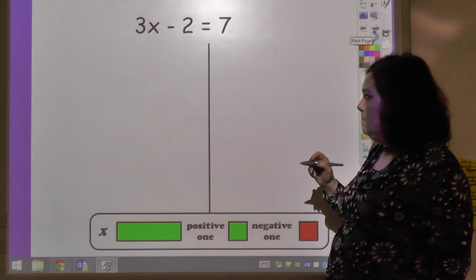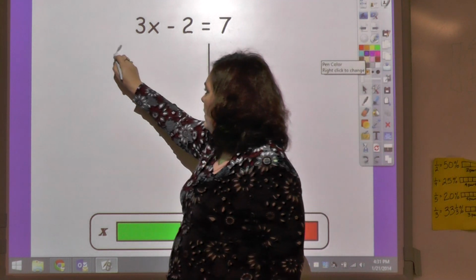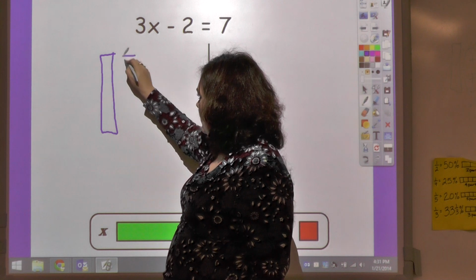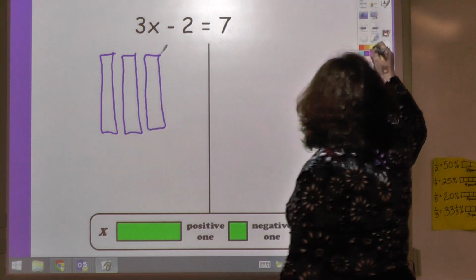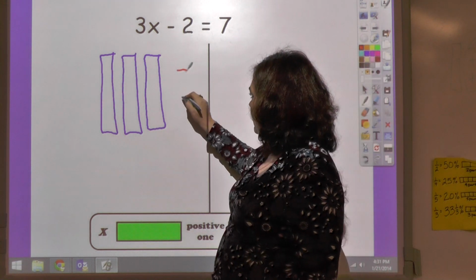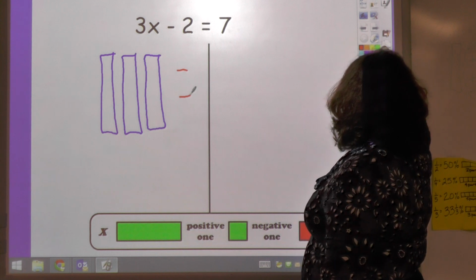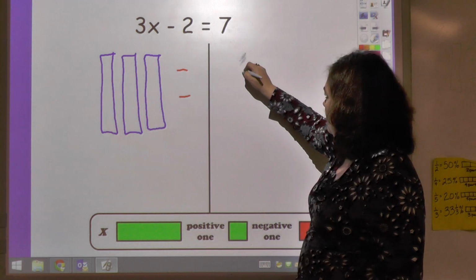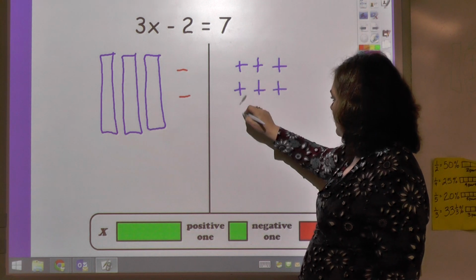So 3x minus 2 equals 7. So now I've got 1, 2, 3. And I've got a negative 2 of them. And that's going to balance out or equal to 7. 1, 2, 3, 4, 5, 6, 7.